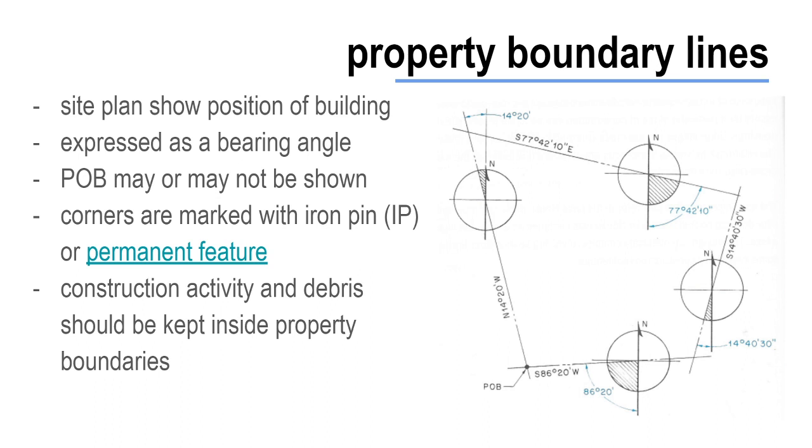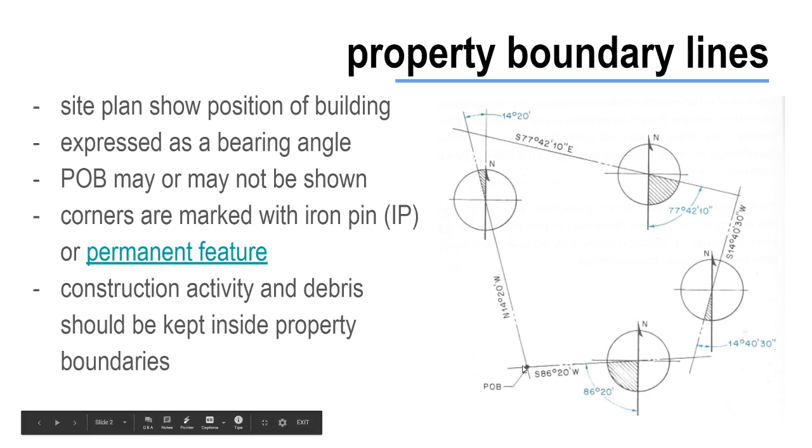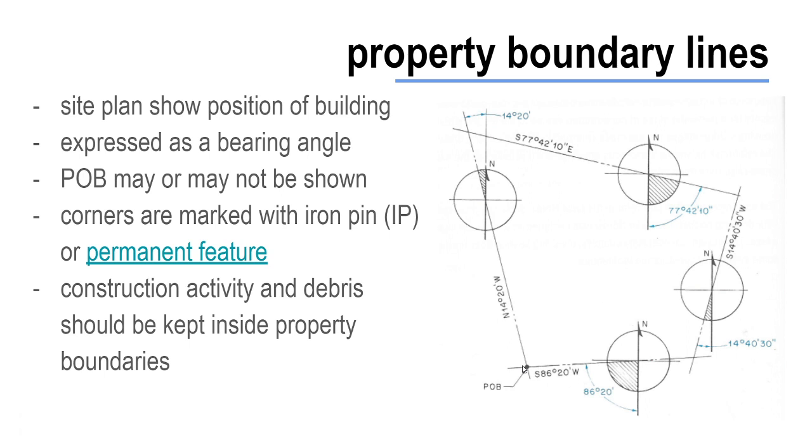The point of beginning, or the POB, may or may not be shown on the site plan. In this one it is shown, but if it's not, you pick a convenient corner. Corners are usually marked with what are called IPs, or iron pins, or some permanent feature.